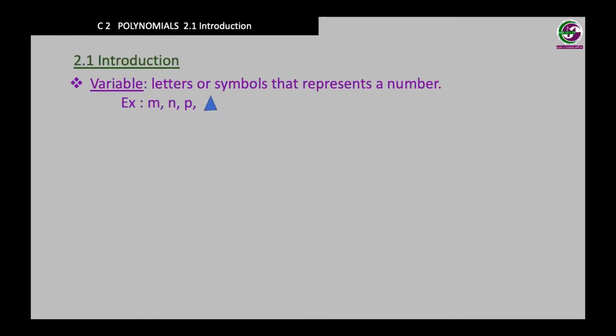First thing is 2.1 Introduction. In this lesson, we will learn more about new terms. Few of them you have already learned in small classes. First one is variable. What is a variable? From the word itself, it's clear. Variable, varying. What does it mean by the word varying?